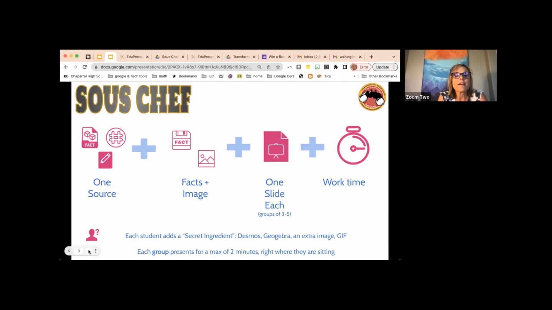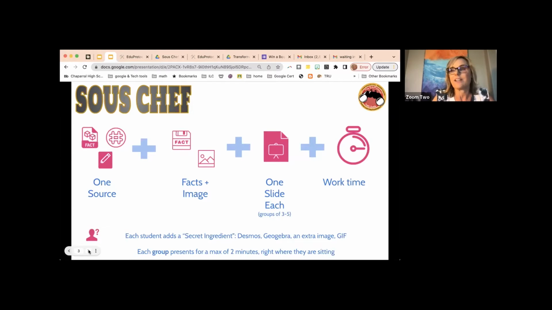So Sous Chef is like a jigsaw for 4 students where you provide them with a source, some facts to work with, and an image that the student writes. And then each student gets 1 slide. And I usually use groups of 4 because my classroom is set up with groups of 4. Additionally, you give students what's called a secret sauce, like the Iron Chef TV show. There's always a secret ingredient. So when you do a Sous Chef, you plan on including a secret ingredient.